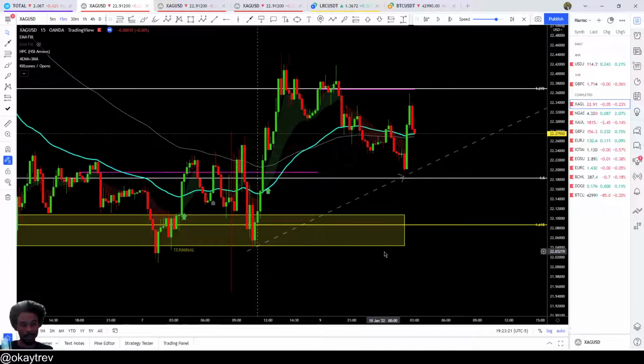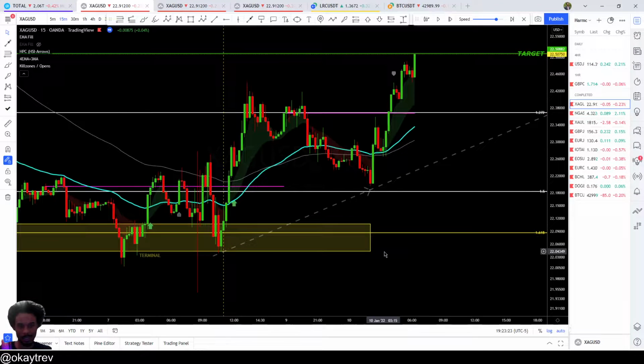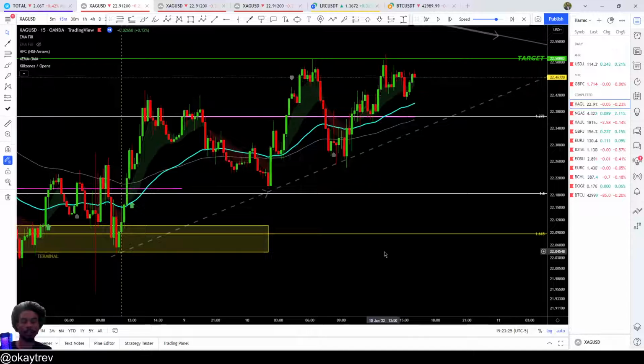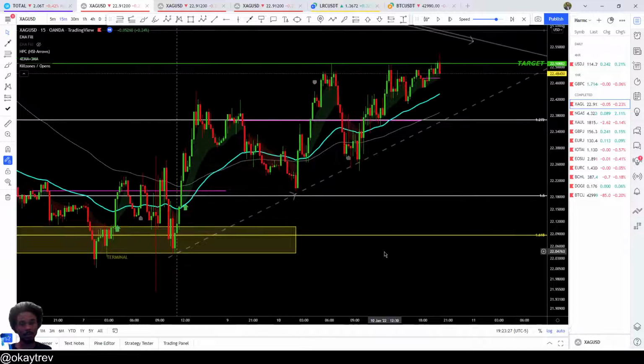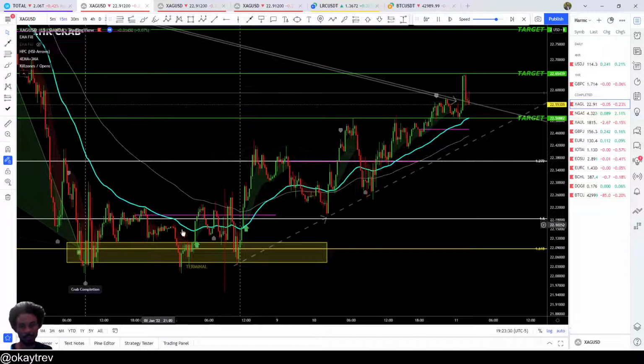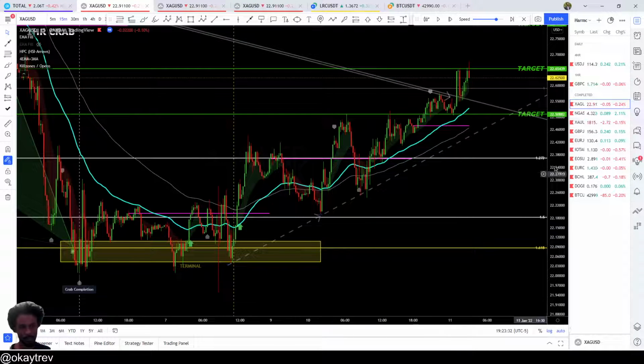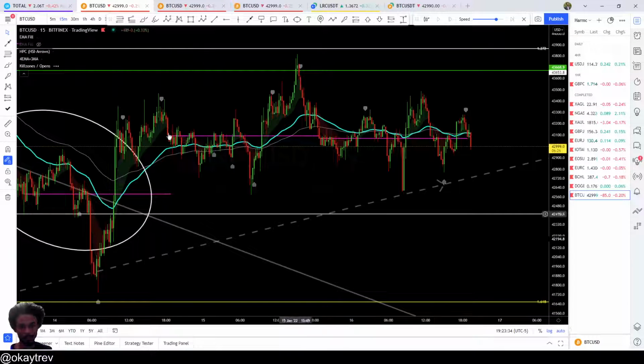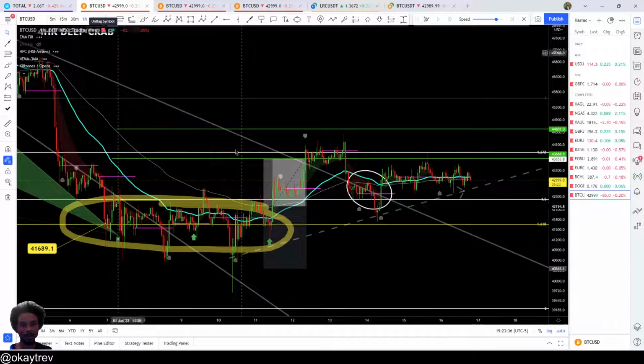Ultimately came back again right at that 1.5. That's that last test, and then boom, right to the target level. This, I'm not gonna lie, it's kind of what Bitcoin looks like right now. You see how it's loading right here in a tight space? Let's go look at Bitcoin on a much higher time frame.